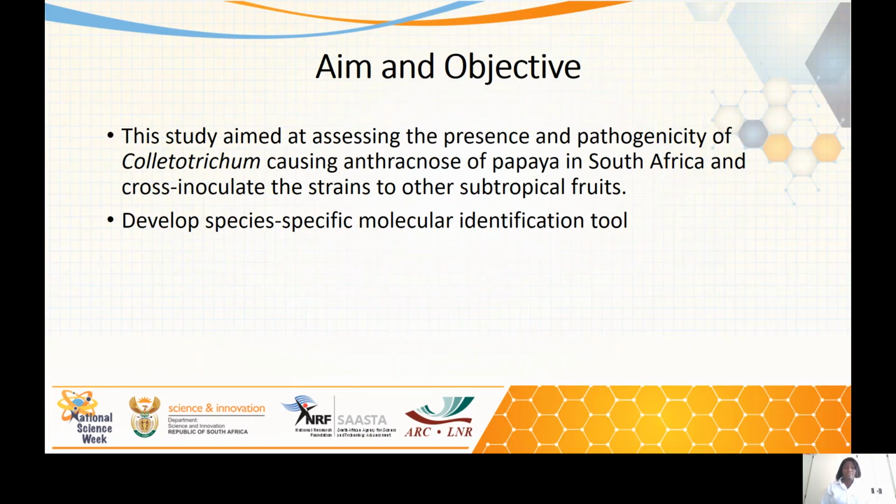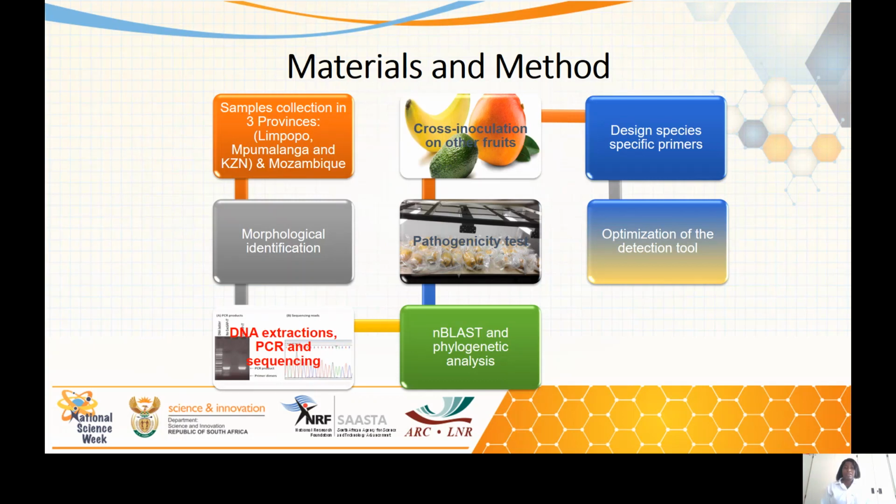So the aim of the study is to assess the presence and the pathogenicity of Colletotrichum causing anthracnose of papaya in South Africa, and also cross-inoculate the pathogenic strains to other subtropical fruits, because these fruits are always planted in close proximity, and when they are packed in the markets, they are also packed in close proximity. So we want to determine if the strains that are able to cause the disease on papaya are also able to cause the disease on other subtropical fruits like banana, avocado, and mango, and also develop species-specific molecular identification tools. We sampled in 3 provinces, Limpopo, Mpumalanga, and KZN, and in Mozambique.